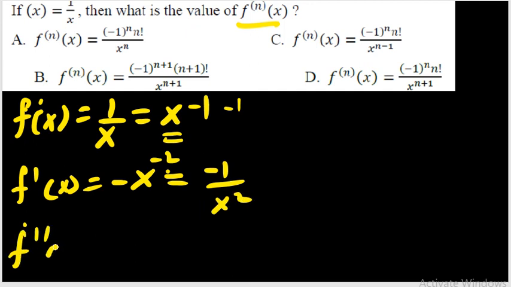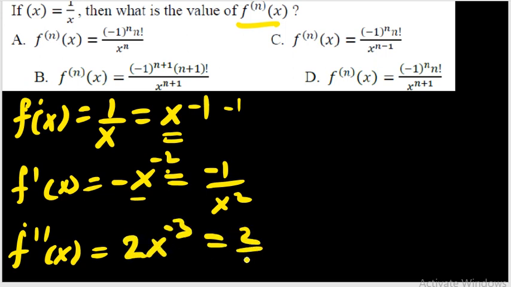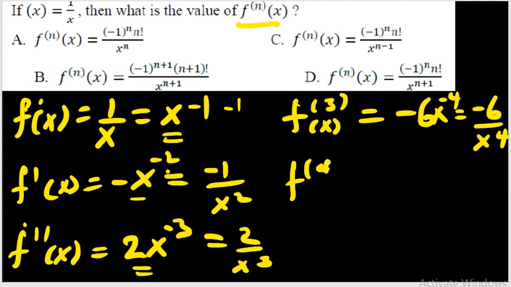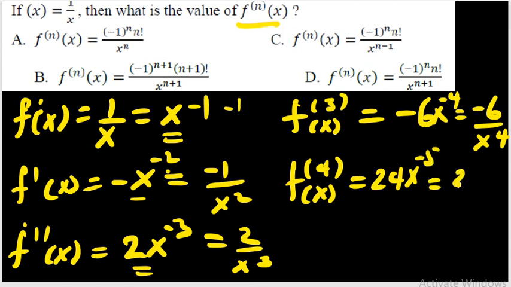What about the second derivative? Again, derive this one. When you derive it, it will be 2x to the power of -3, reducing the exponent by 1. This is the same as 2 over x cubed. What about the third derivative? Again, derive this one. It will be -6 x to the power of -4, which is -6 over x to the power of 4. What about the fourth one? Let's check. Again, derive this one. It's going to be 24 x to the power of -5, which is the same as 24 over x to the power of 5.